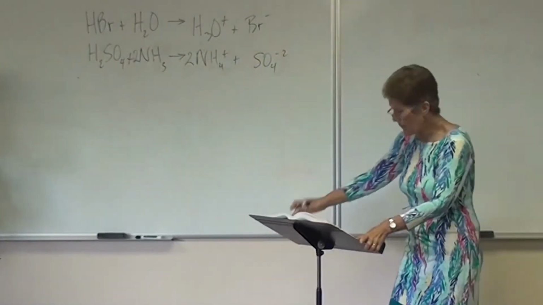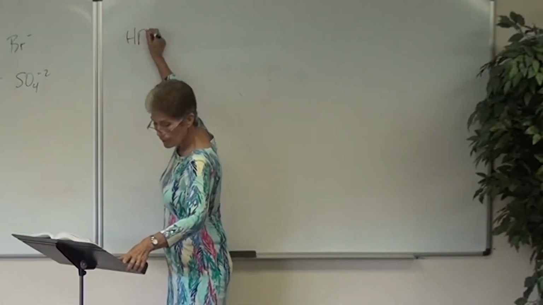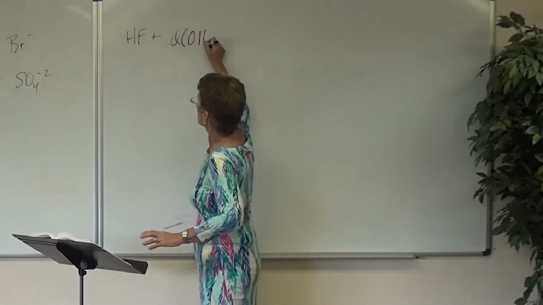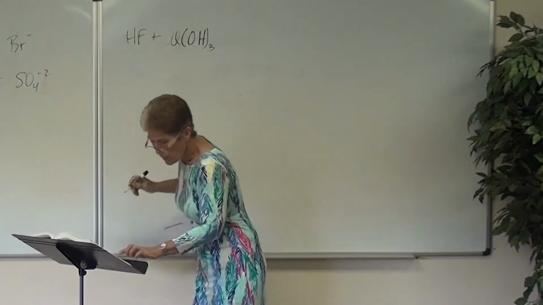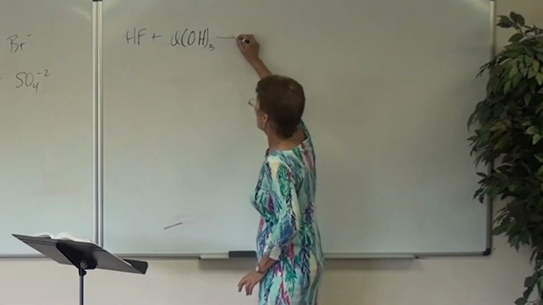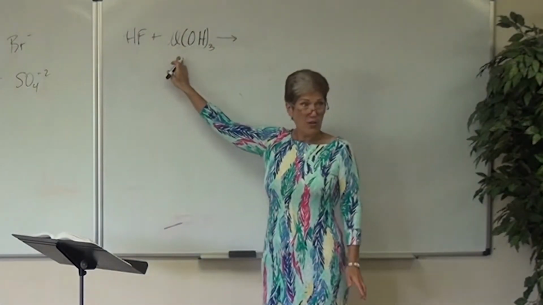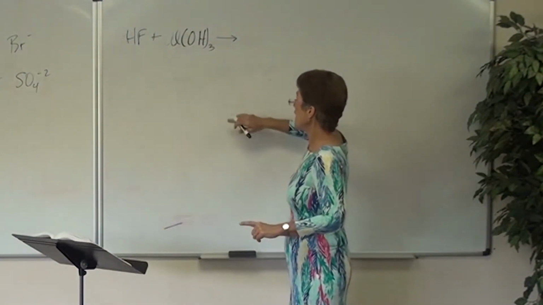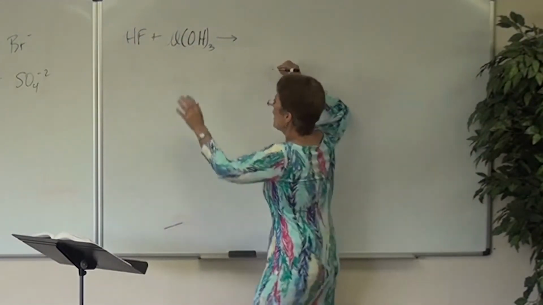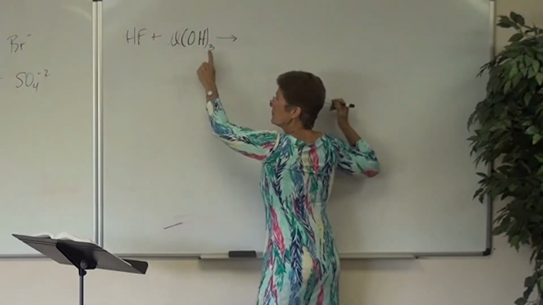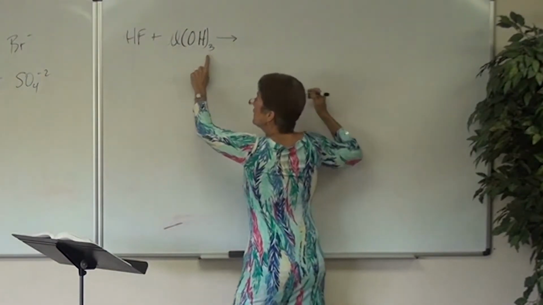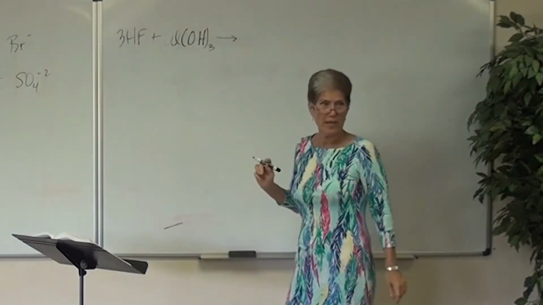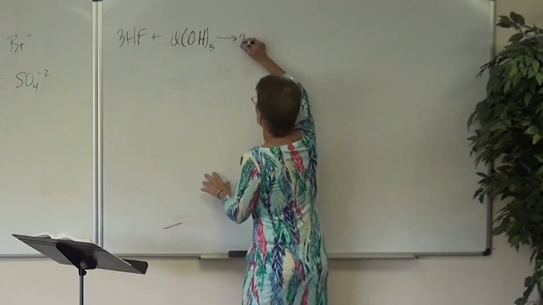All right, let's do the next one. Aluminum hydroxide. Okay. Now, is it ionic or covalent? That's ionic because it's got a metal up front. So what am I going to make? Salt and water. How many waters am I going to make? 3. So I'm going to need 3 of these hydrogens to go with 3 of those hydroxides, aren't I? Right? I'm going to make 3 waters.